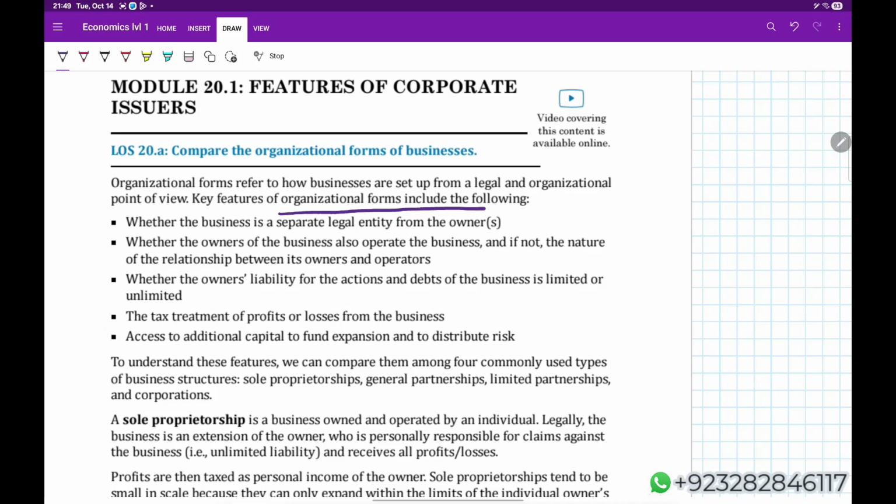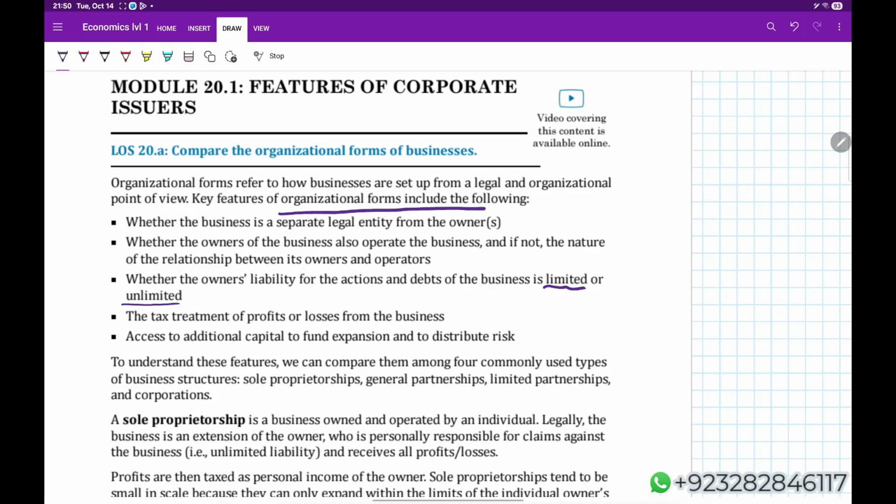The second point that we see is who operates the business. Is it being operated by managers, or is it being operated by the owners of the business? If the owners are separate, and managers or the board of directors are separate, then what is the relation between the board of directors and the owners of the business? Then the third point, the most important point, is what is the liability status? Is the liability limited or unlimited?